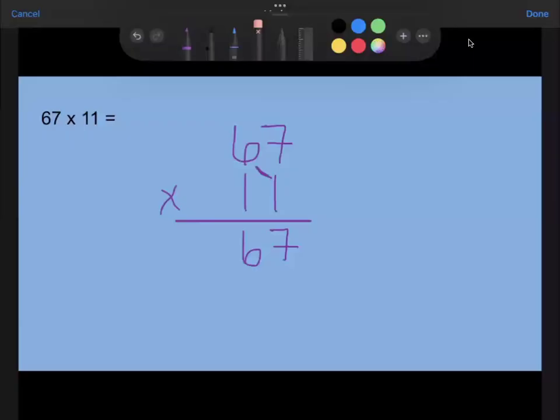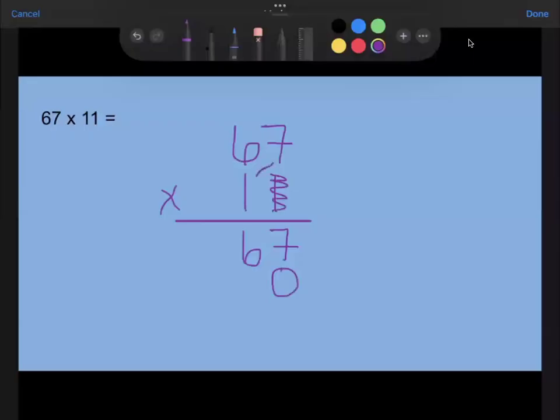Once you're done with the first row, what you would want to do is cross off this number in the ones place at the bottom. And that just tells you that you've already multiplied everything on the top by the number that's in the ones place on the bottom. And then you need to add a 0 down here to show that now you're going to be multiplying by a number that's in the tens place, and that would be the 1 on the bottom.